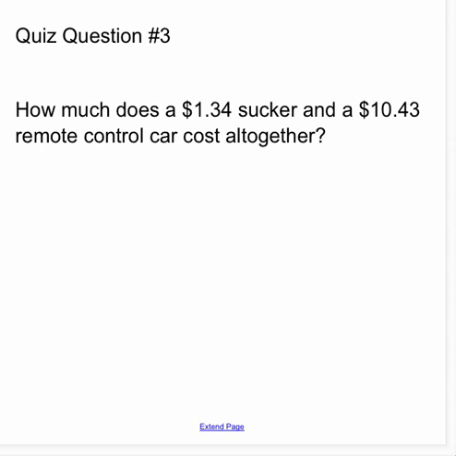Quiz question number 3. How much does a $1.34 sucker and a $10.43 remote control car cost all together? Your keywords this time are cost and all together, and I would like your answer as a number.